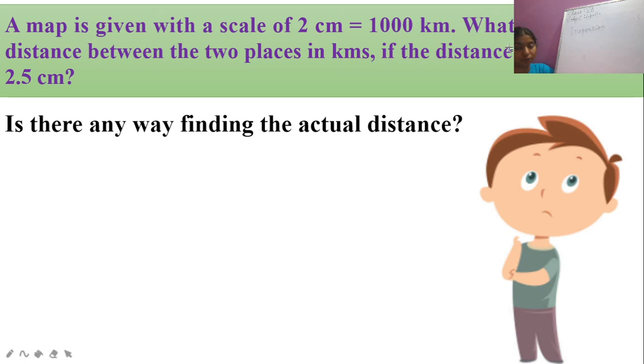So now students, you have to cross multiply and get your answer. So we get 1000 into 2.5 divided by 2 equal to x. Now students, tell me the answer, what do you get?